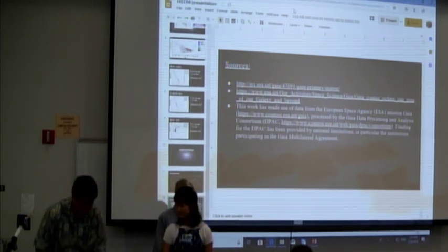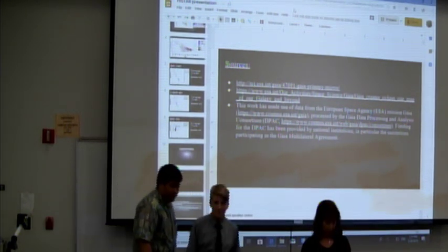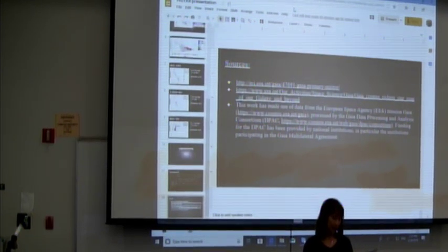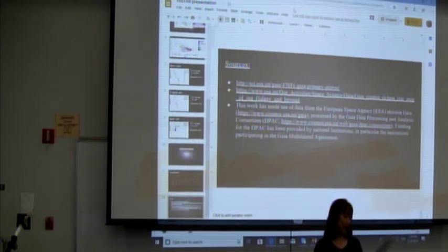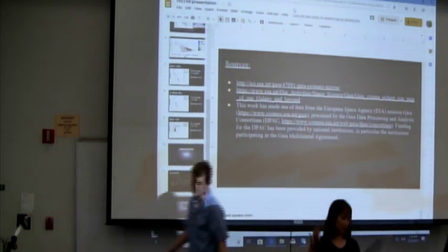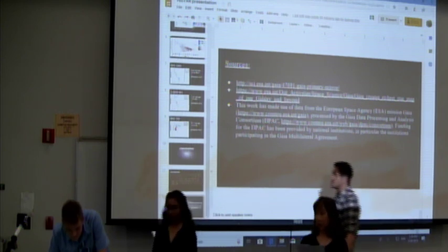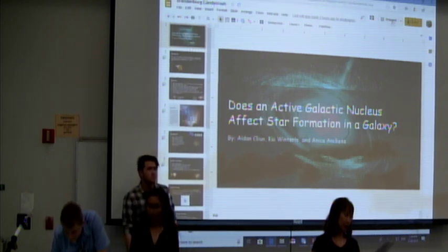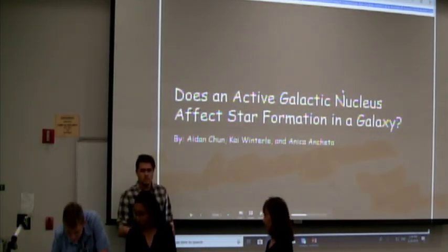We're moving further out into the galaxy now. Our next group is our galactic group with their presentation, Does an Active Galactic Nucleus Affect Star Formation in a Galaxy? Presented by Kai Winterly from Walkersville High School in Maryland. He's a 3-time returner. Aiden Chun from Roosevelt High School on Oahu. He's a 4-timer. And Annika Encheta from Yale Intermediate. Their mentor is Dr. Jenny Shi from Maui College here.